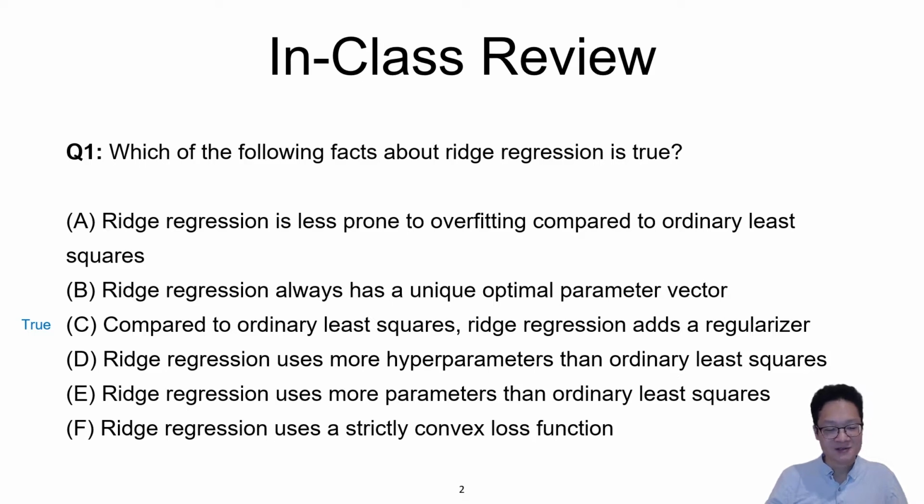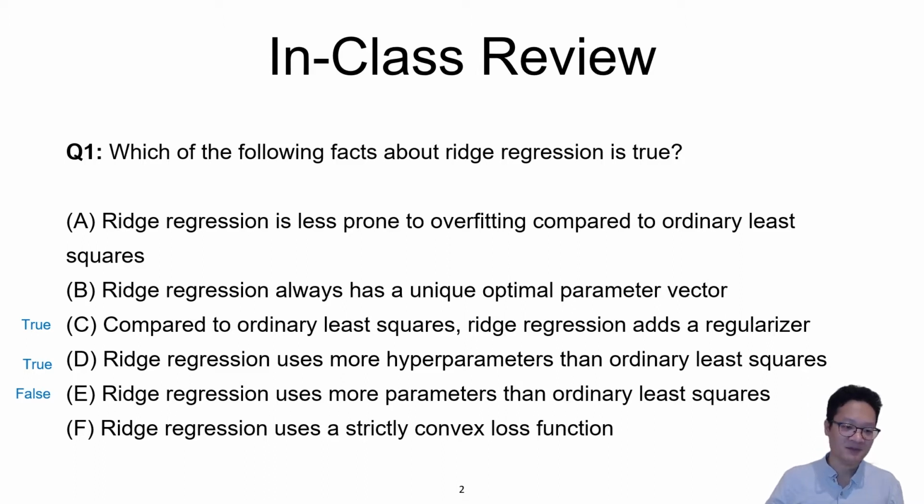Okay, because it adds a regularizer, there's a lambda constant that we can choose. So that's an additional hyperparameter in ridge regression. That's why D is also true. However, even though there are more hyperparameters, the number of parameters is still the same as ordinary least squares because the parameters are W, so E is false.